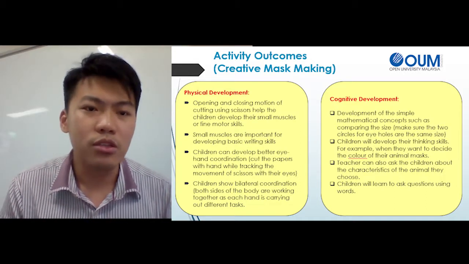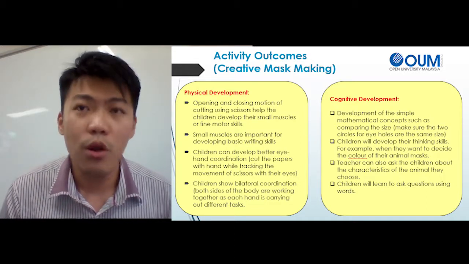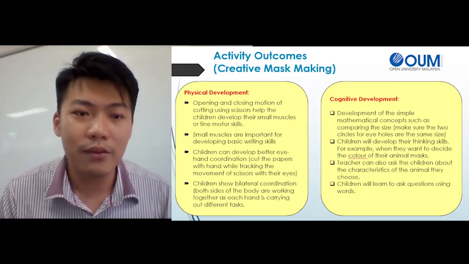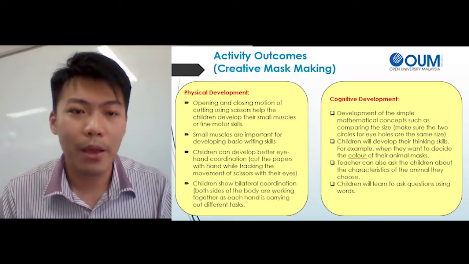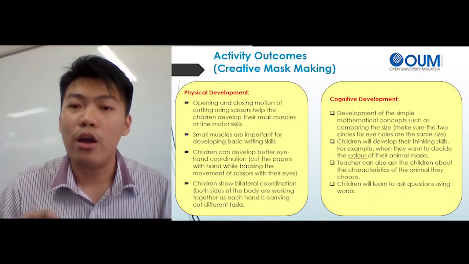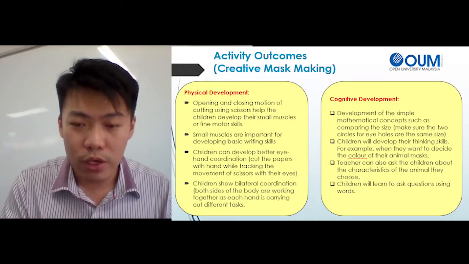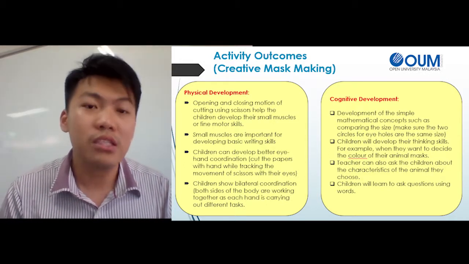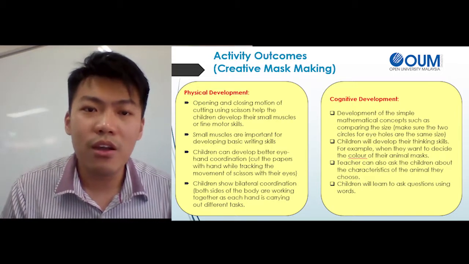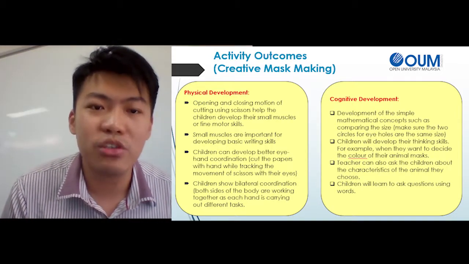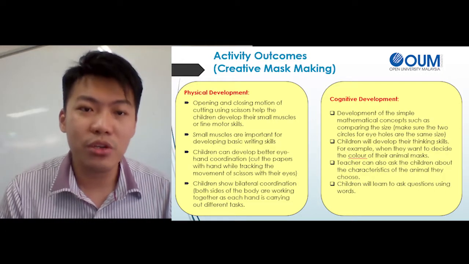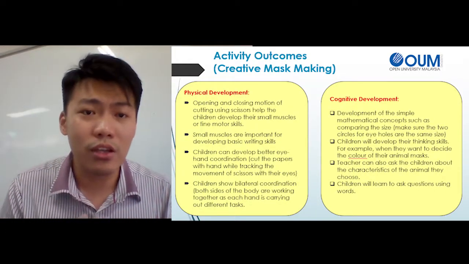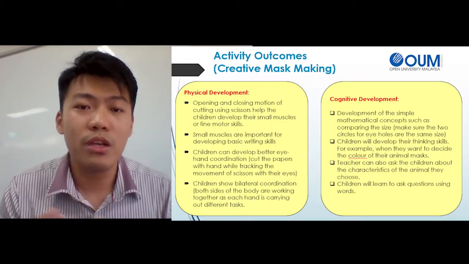And then another one is the children show bilateral coordination, whereby both sides of their body carry out different tasks. For example, the left hand holds the paper, and the right hand cuts the paper, and the eyes focus on the line the scissors are going through. And another one is in terms of the cognitive development. So the development of simple mathematical concepts such as comparing the size, making sure that the two circles for the eye holes on the animal mask are the same size. So this can actually be shown by the children during the art activity.